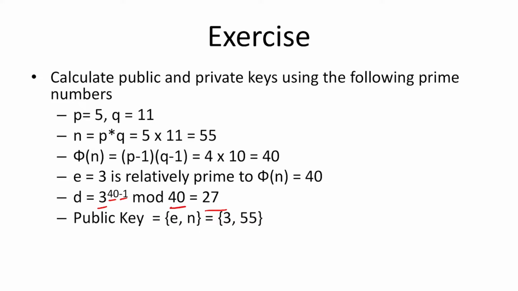This means our public key is 3, 55. So e is 3, n is 55. And then our private key is d and n. So we have 27, 55 as our private key.